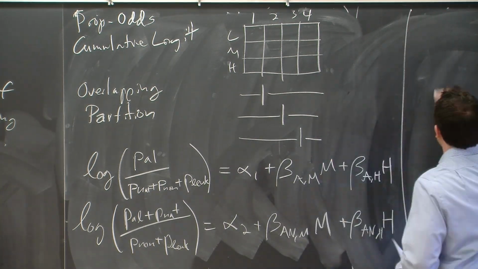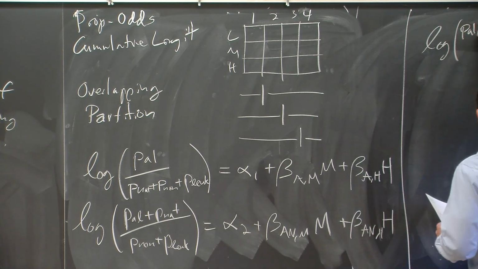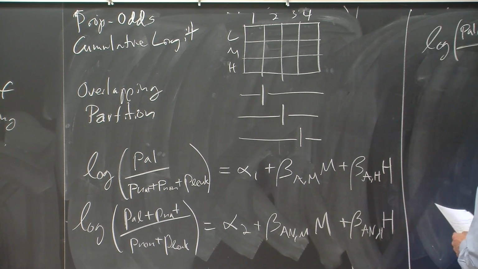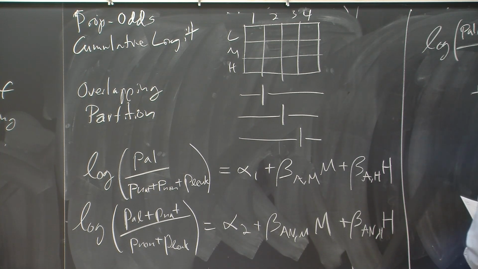And then the last one is log p alive plus p natural death plus p non-leukemia divided by p leukemia as a function of alpha 3 plus beta alive natural non, M, dummy variable for M, plus beta alive natural non, H, dummy variable for H.